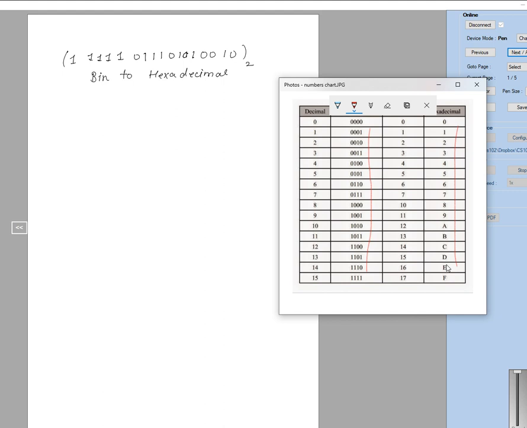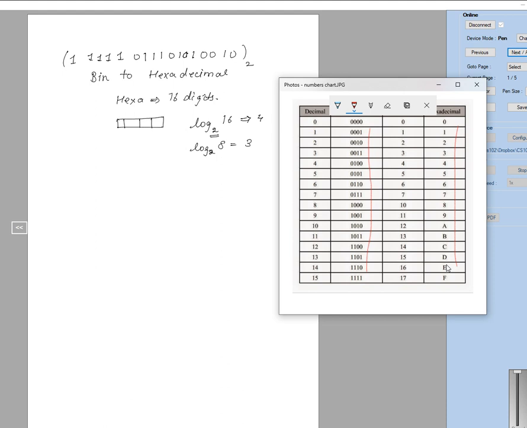So basically, hexa has 16 digits. So in terms of boxes, I will require 4 boxes. Why? Because log to the base 2 of 16 is equal to 4, since we are doing binary. So I require 4 boxes to represent the hexadecimal digits. For octal, in the last case, it had 8 digits, so we required 3 boxes.